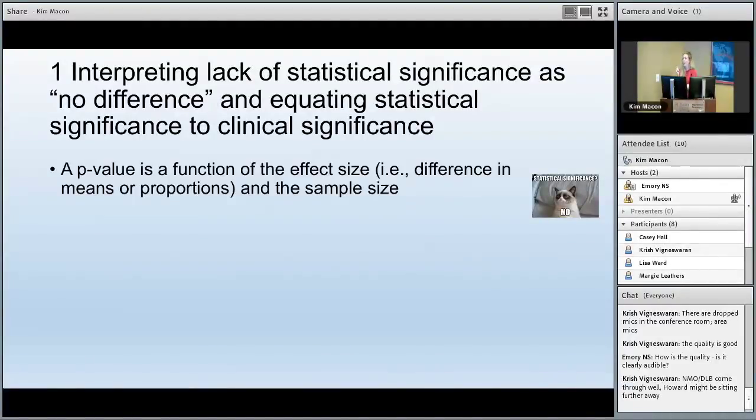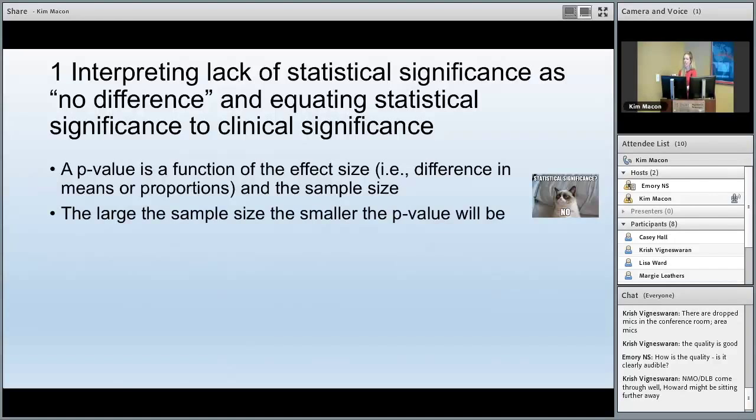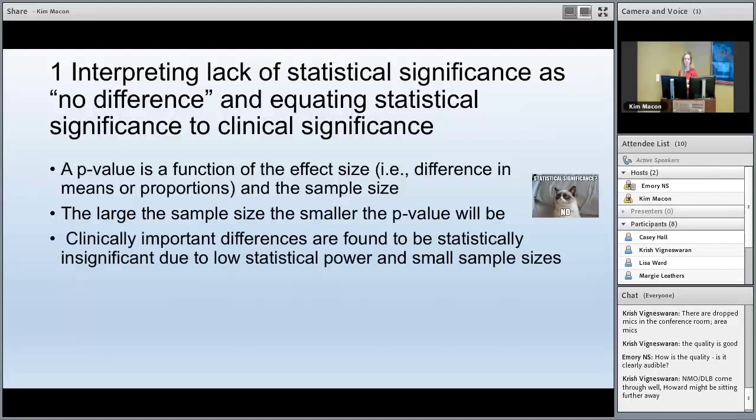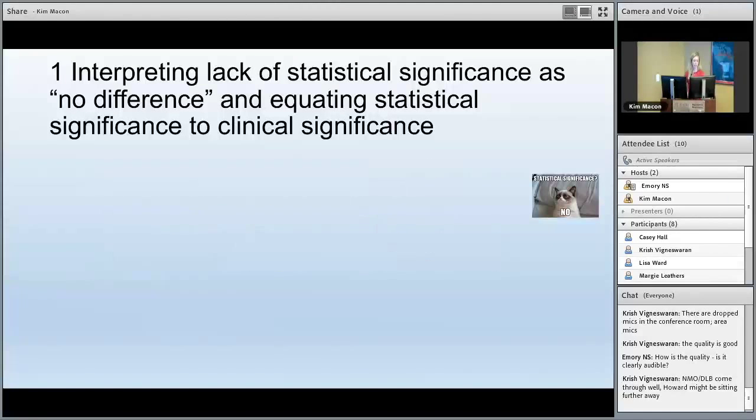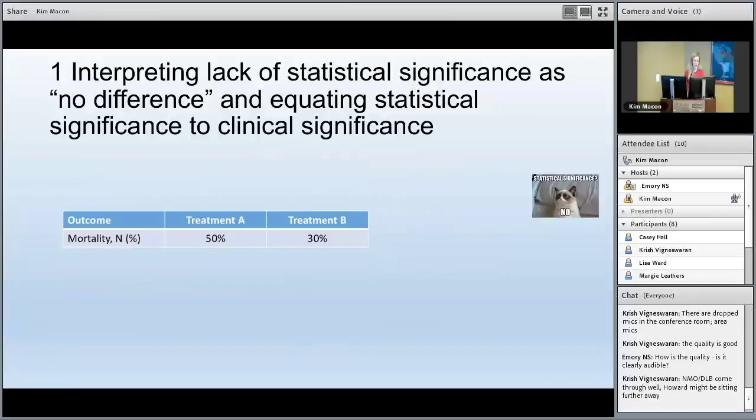So again, a p-value is a function of an effect size and the sample size. The larger the sample size, the smaller the p-value. Clinically important differences are found to be statistically insignificant just due to low statistical power. So I give you this example without telling you the sample size.